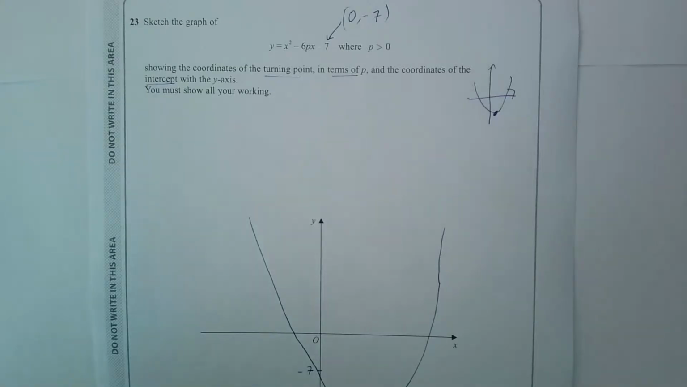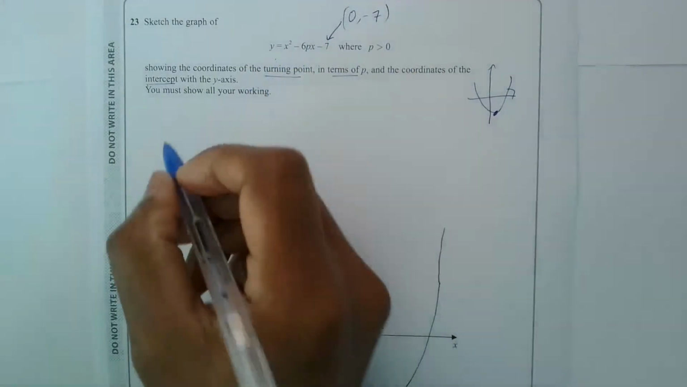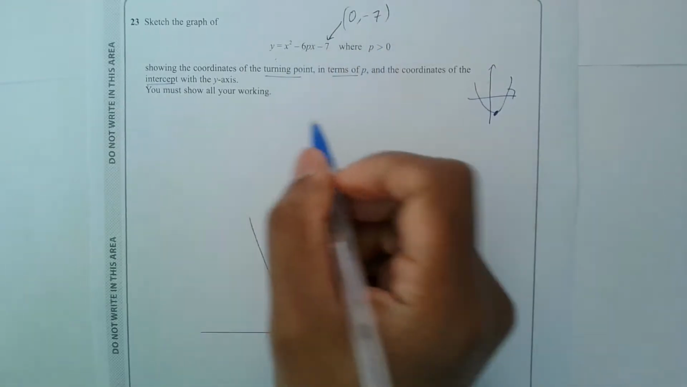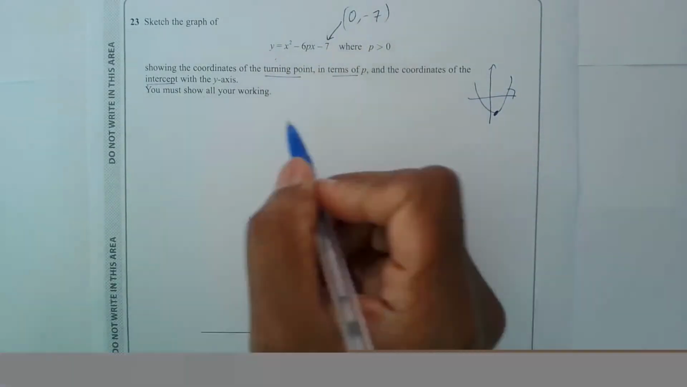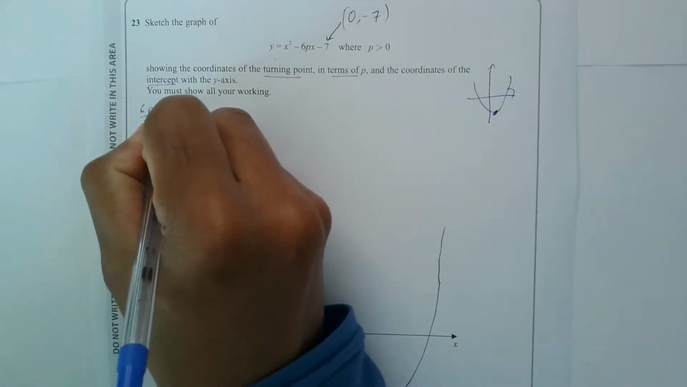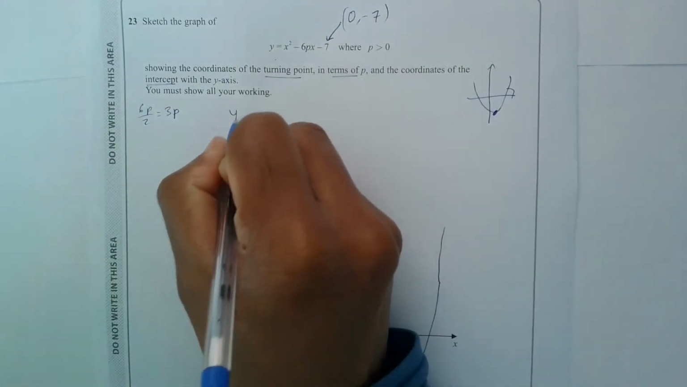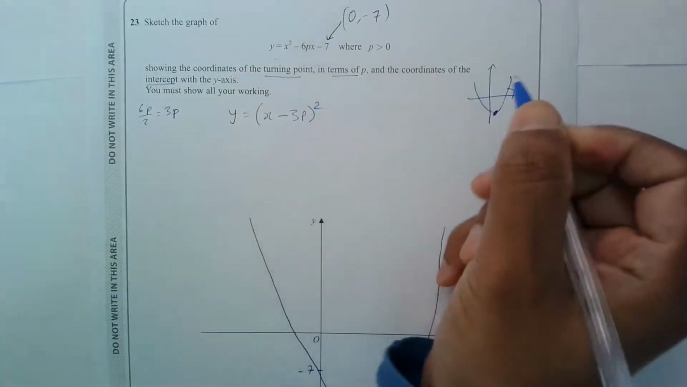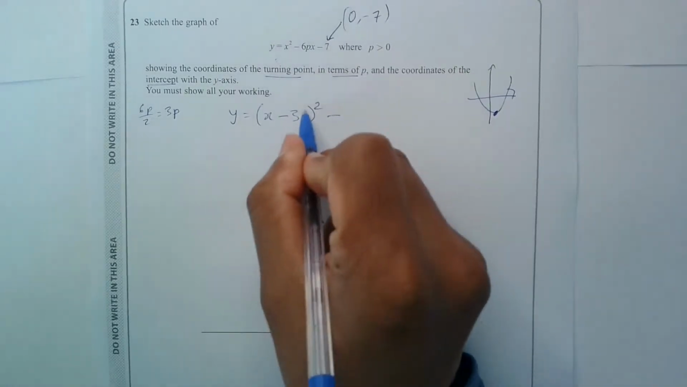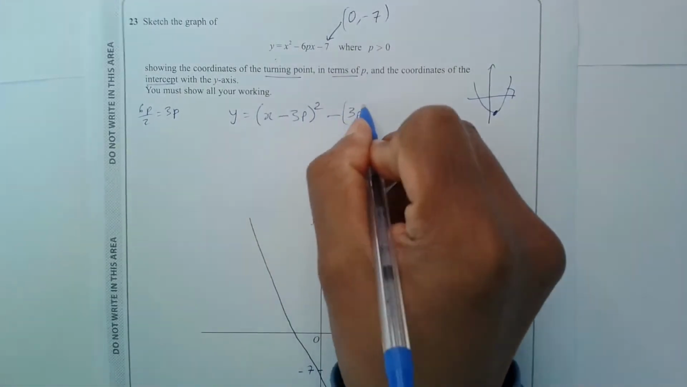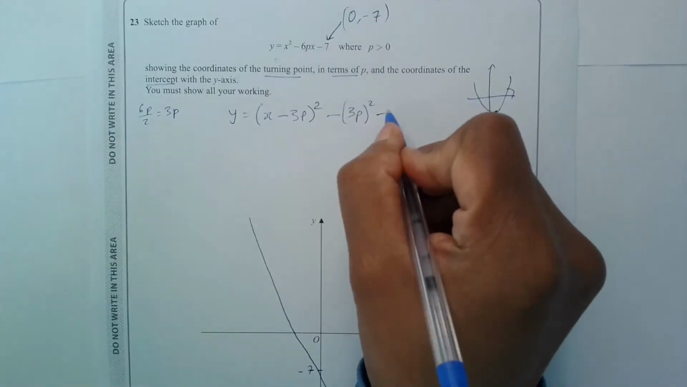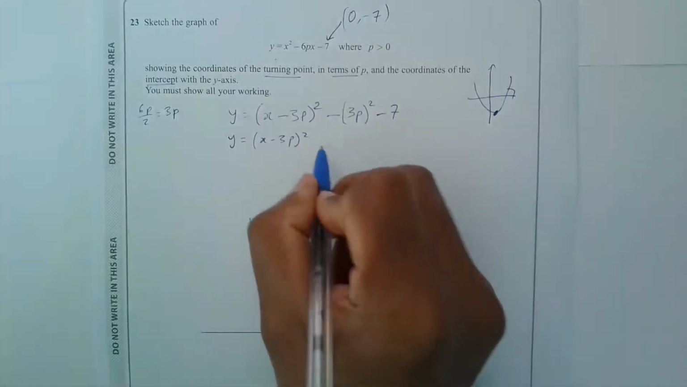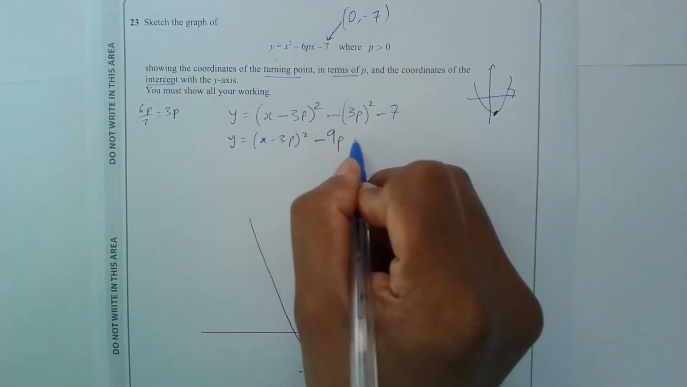Now, this is in the form of a quadratic, so I can complete the square. I've just got algebra. I'm halving 6p, so 6p divided by 2 is 3p. So this is going to be y equals bracket x minus 3p all squared. That's step 1. The second step is to subtract the half part, 3p all squared, and then I follow through with minus 7. So this is now x minus 3p all squared, take away 3p squared, which is 9p squared, take away 7.